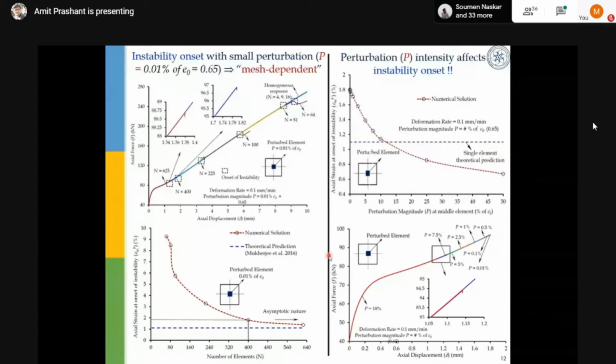Another aspect is that a way of triggering instabilities in the soil domain is introducing some kind of property perturbation, so material properties varying from location to location.